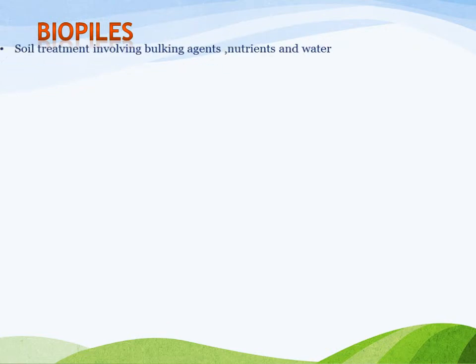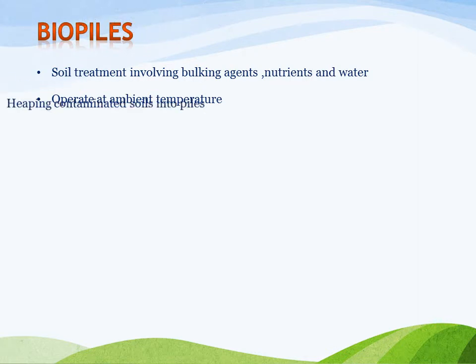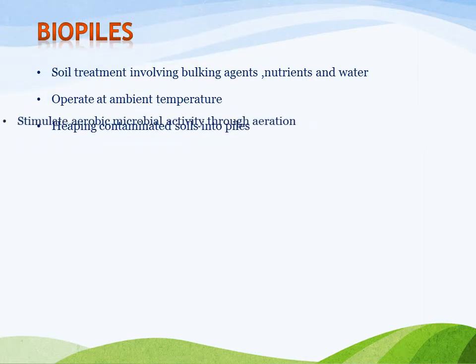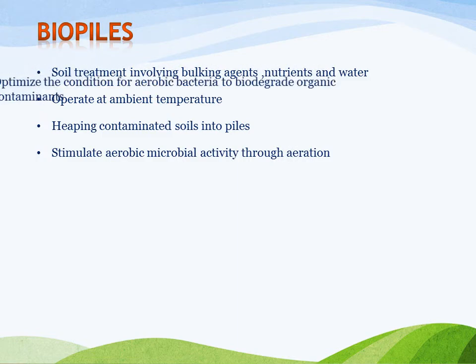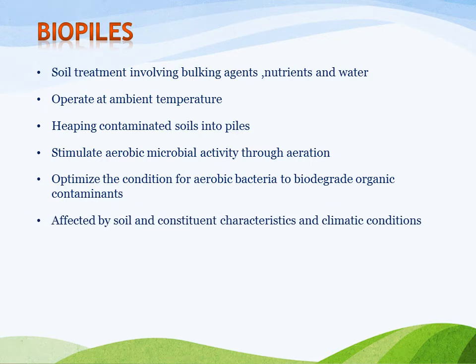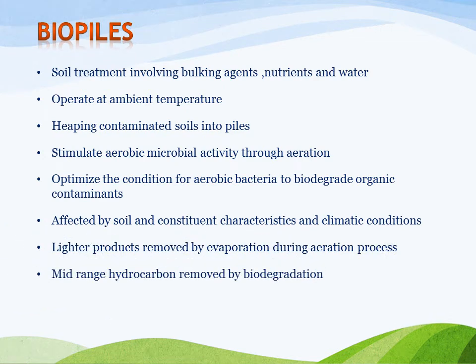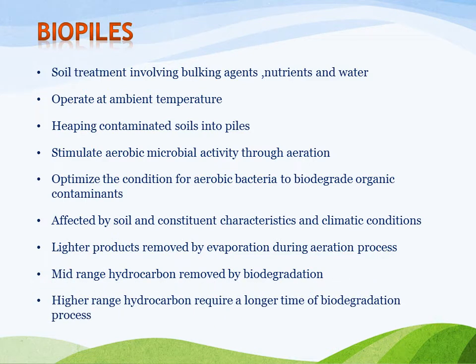Biopile is a form of soil treatment where bulking agents, nutrients, and water are added. The operating temperature for this method is nearly ambient, and the technology involves heaping contaminated soils into piles and also stimulating aerobic microbial activity. The lighter products can be removed during aeration through evaporation. Mid-range hydrocarbons will be removed using the biodegradation process. Higher range hydrocarbons require a longer time of biodegradation.